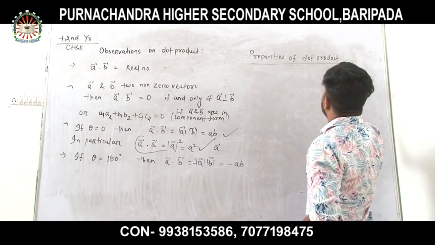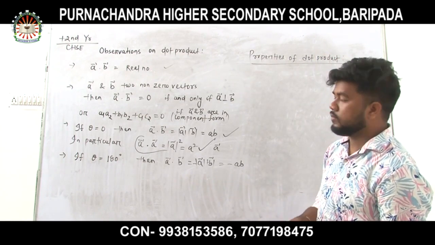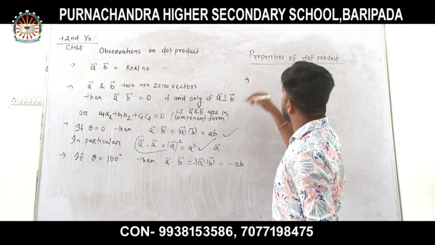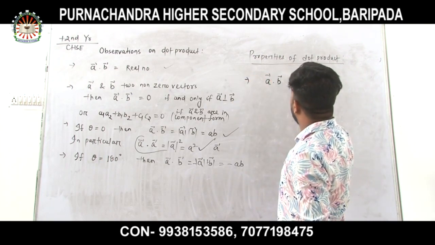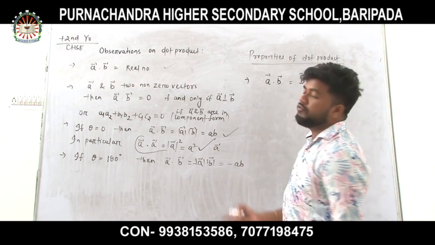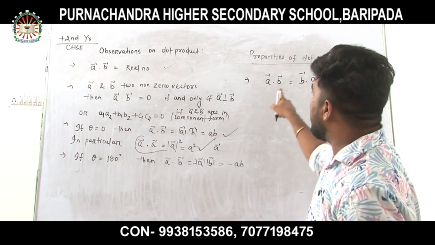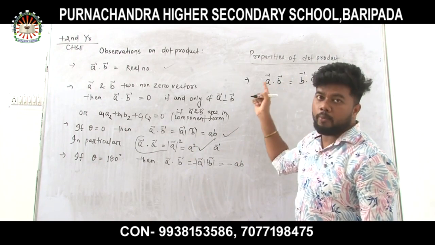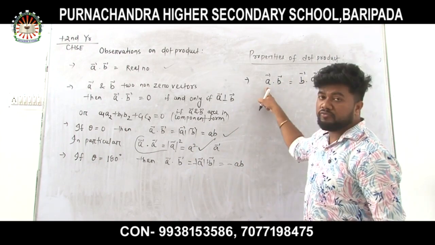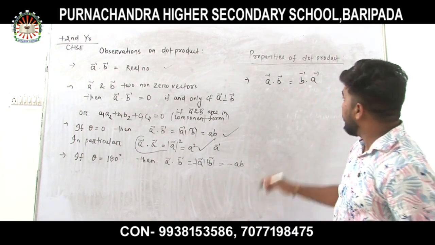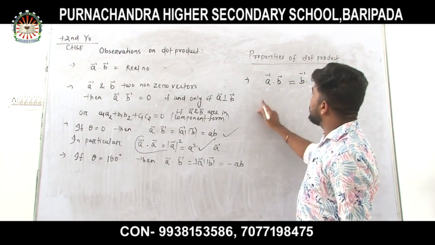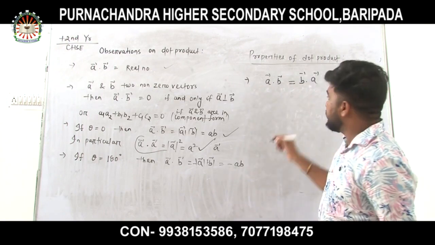Properties of dot product. A dot B equal to B dot A. If you take some example, A vector and B vector in component form, then you calculate A dot B and B dot A. These are the same. This is called the commutative property.